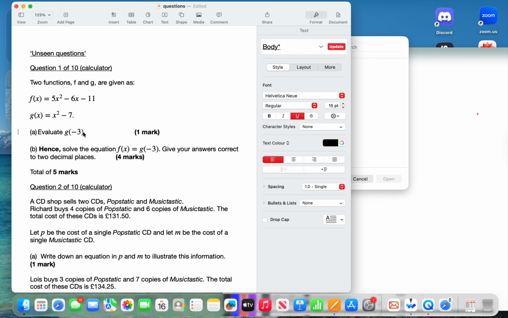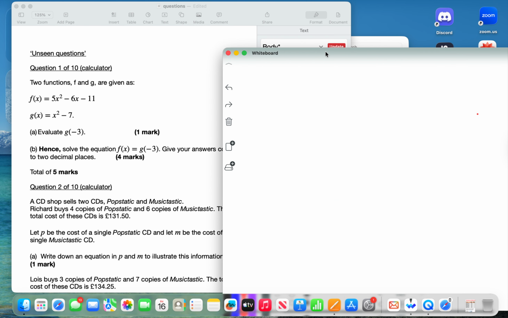So the first one is to evaluate g(−3). If you want to pause the video, you're welcome to do so. Your opportunity to do so is now. So I'm going to do A.